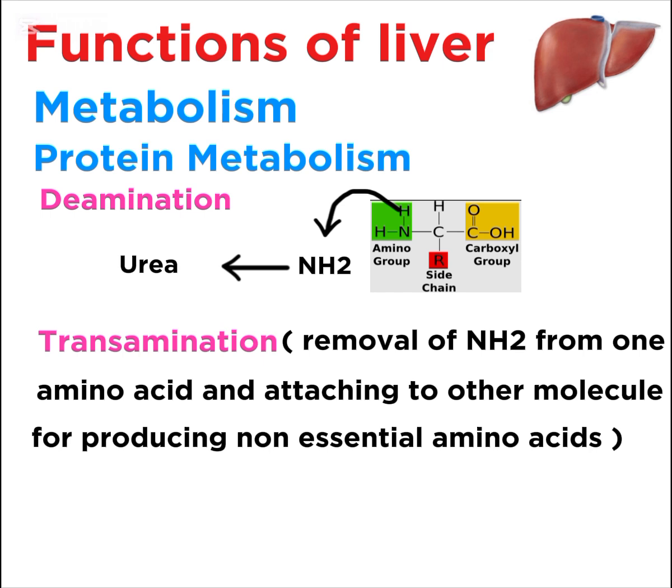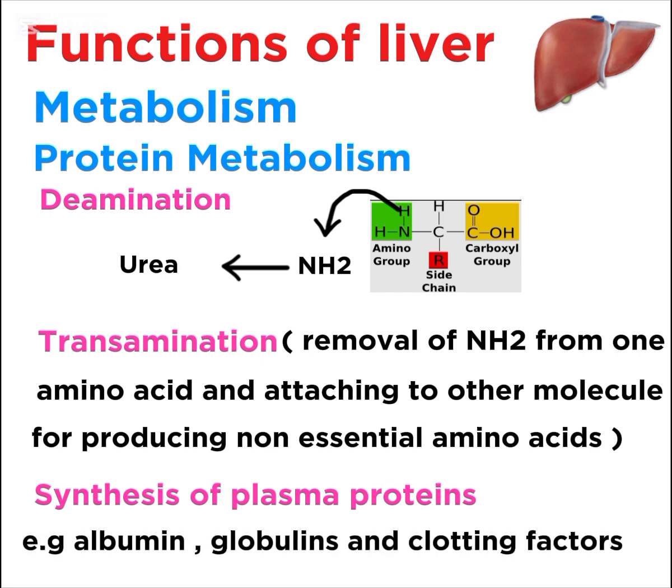Next, the most important function is the production of plasma proteins, which includes albumins that maintain fluid balance in the body, globulins, for example, immunoglobulins, which are important for immunity, and clotting factors such as fibrinogen and plasminogen that are required for clotting mechanism to prevent bleeding.